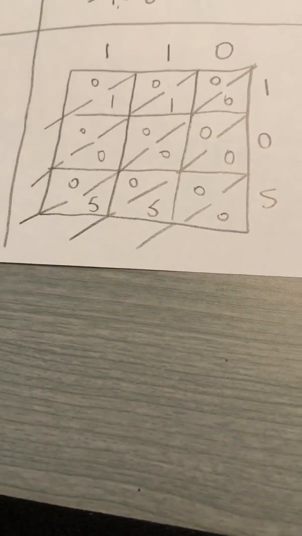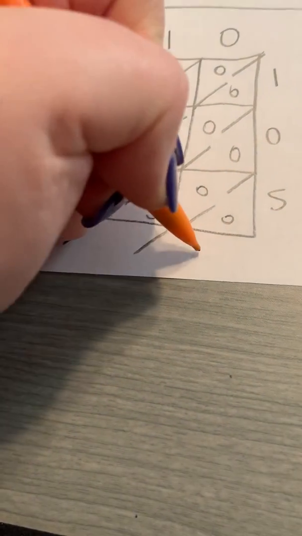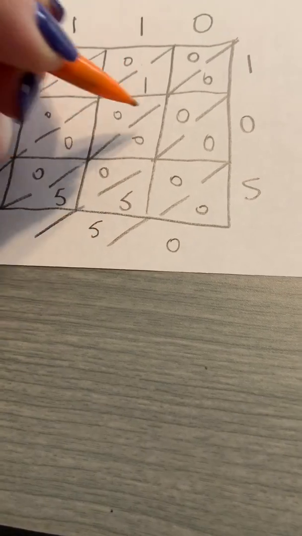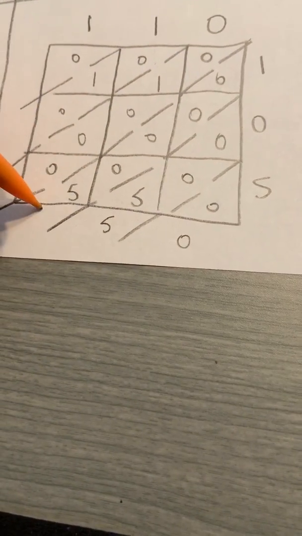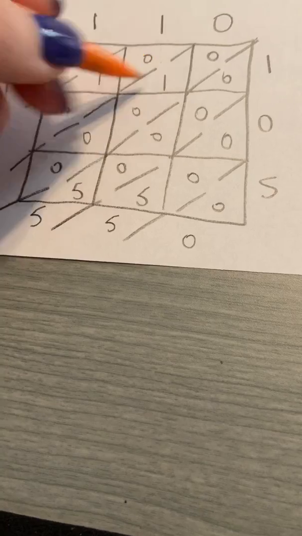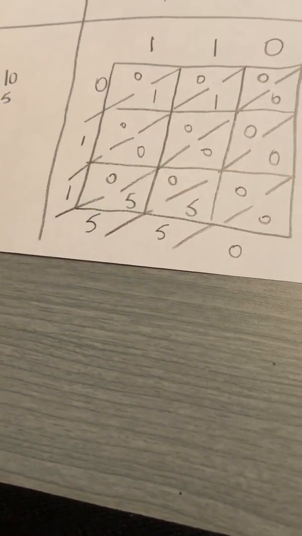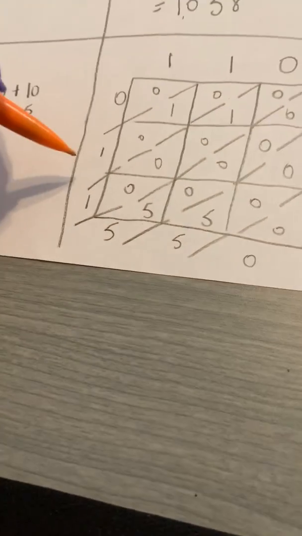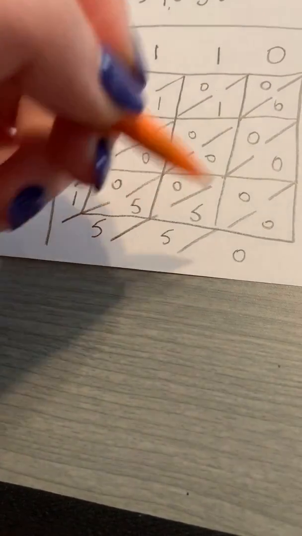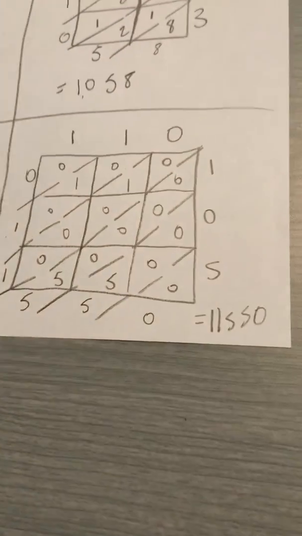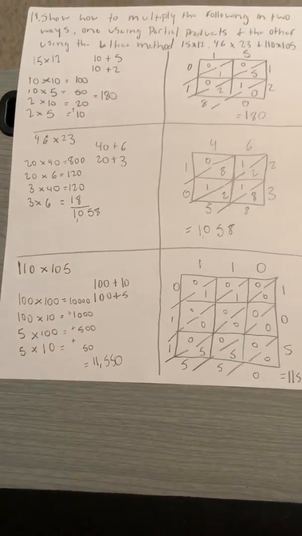All right, so now what we do is we add each box in the little section together. So 0, 0 plus 0 plus 5 is 5. 0, 0, 0, 5. 1 and all the zeros is going to be 1, 1, and 0. All right, so that's going to equal 11,550. And then that's how you do number 14.